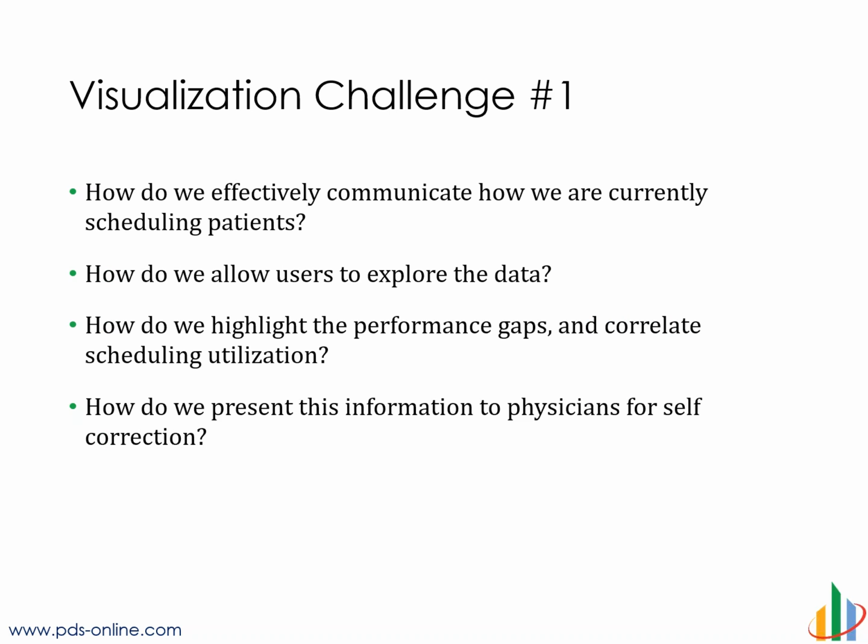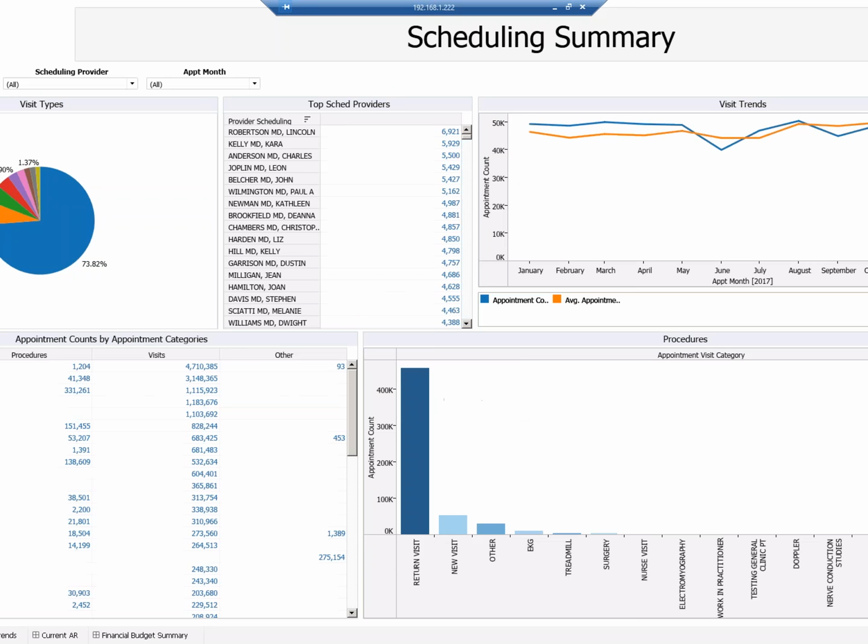Great. So let's take a look at some visualization challenges that we're often presented with. Our first one will be around scheduling and appointment data. So we want to answer the questions, how do we effectively communicate how we're scheduling patients? And then how are we going to take that data and allow our end users to explore the data? So it's not just a static view, it's a way for them to get into the data and actually find their own departments. Then how do we highlight the performance gaps and correlate those with scheduling utilization?